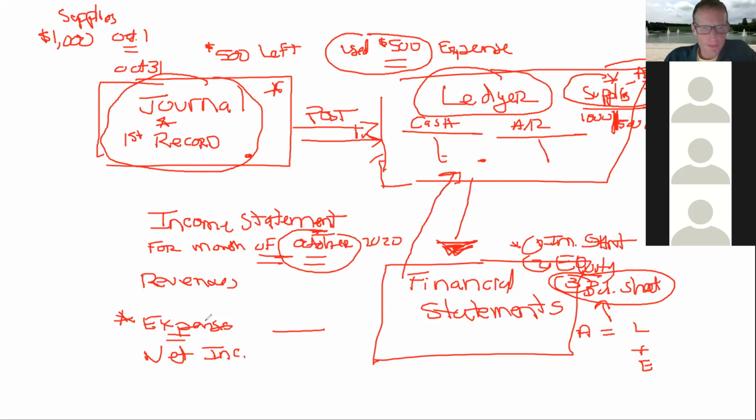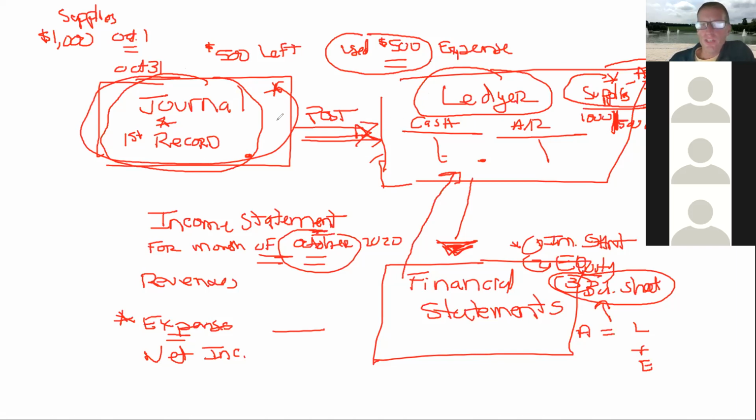We're going to go back over all of this, but I just want to emphasize that this thing, which is called a journal, and then you post to the ledger, that's still in play. In fact, that'll be in play for the rest of the semester. That's not going to go away.